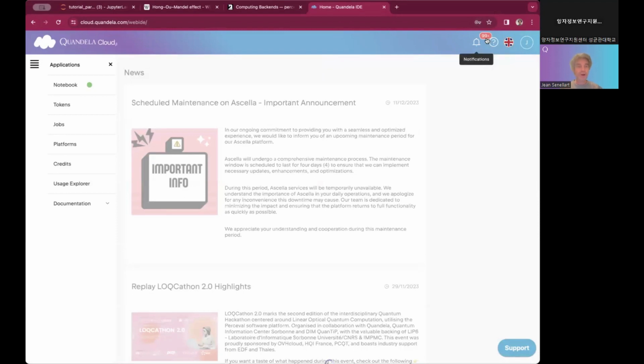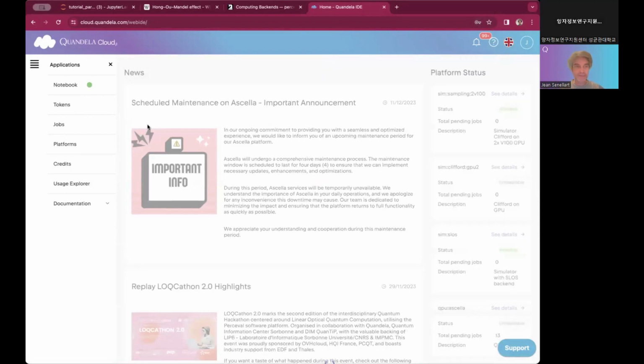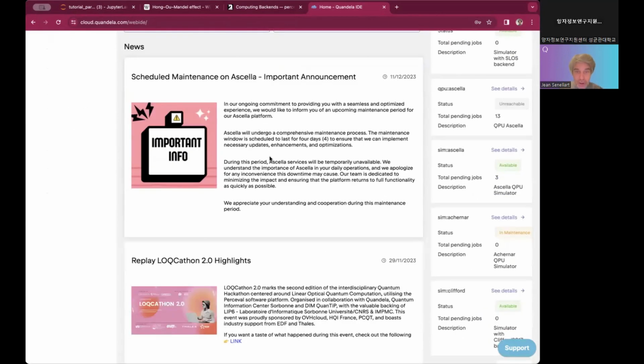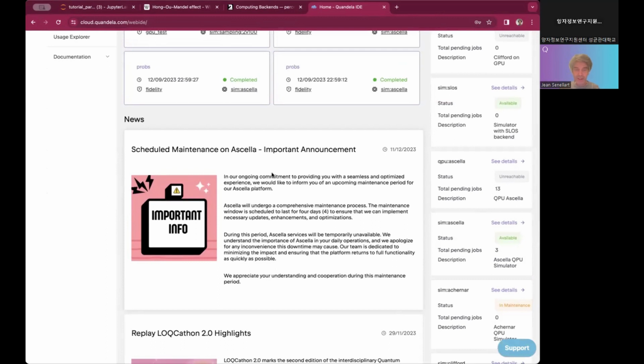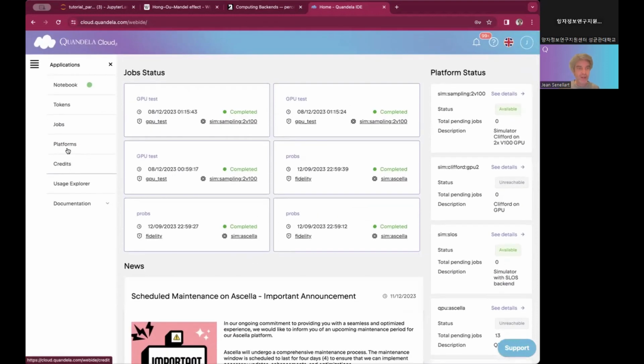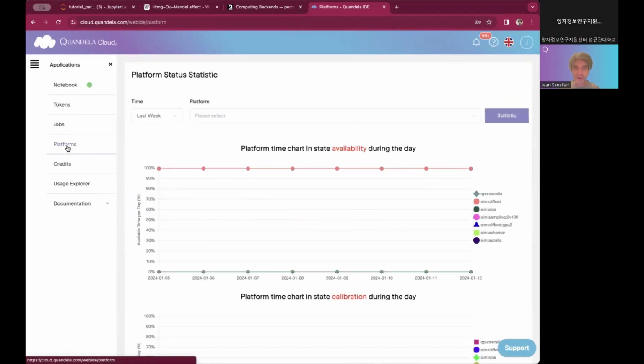Okay, when you connect on the cloud, you have something like that. So this is your dashboard where we see some information, some news. This week we have a maintenance on the QPU, because we are upgrading to a larger QPU that will probably be done in 2-3 weeks. So hopefully it will be done when we have the next class. Today we don't have any QPU available, but you can see that on the platform.